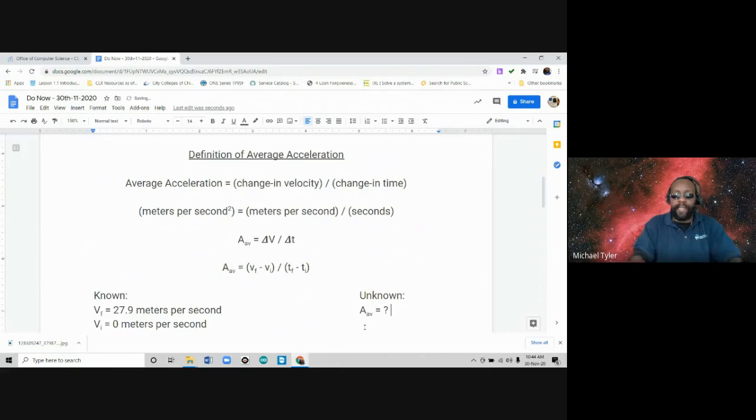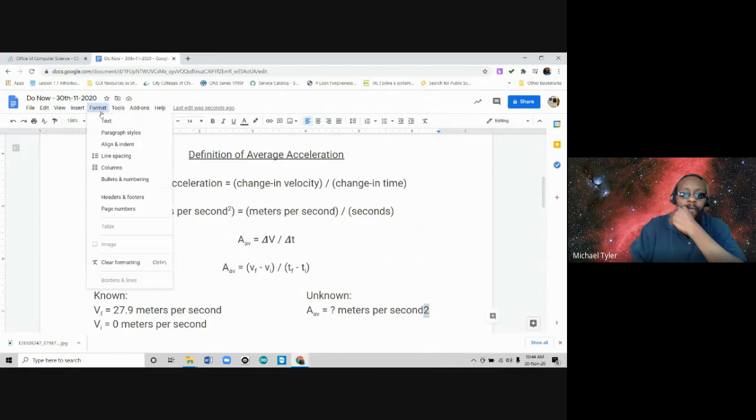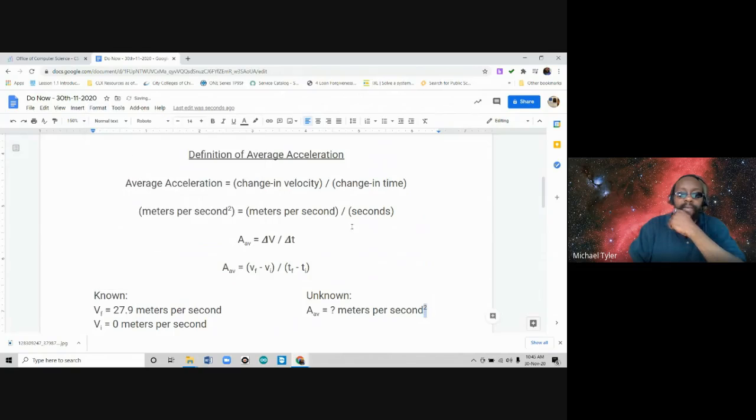That's going to be equal to some value we're going to calculate in a minute, in terms of meters per second squared. Let me fix this up because I think it's just too big, and that's why it's cutting off. There we go. And this is going to be squared, not second two. Awesome sauce, as I always say.